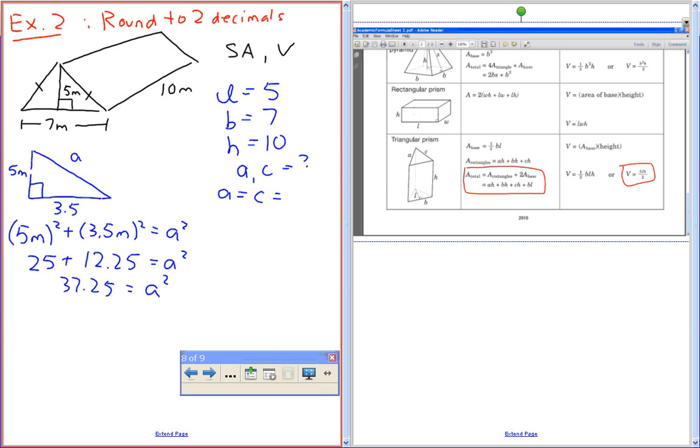Okay, Jessica, can you solve for A, please? What's the next step to get A rest up? Square root. Can you do that for me, please? It should be 6 point something.